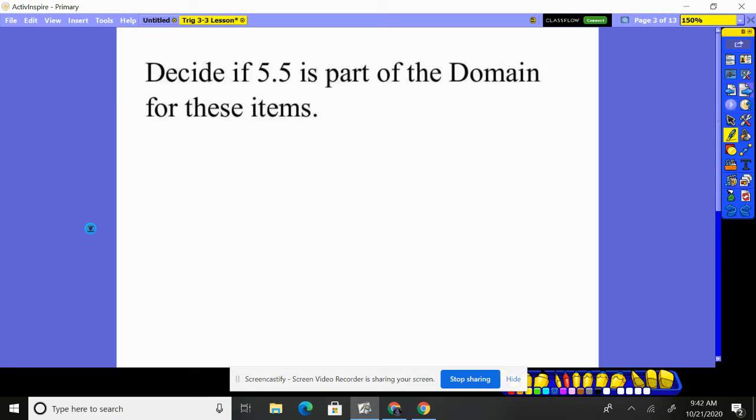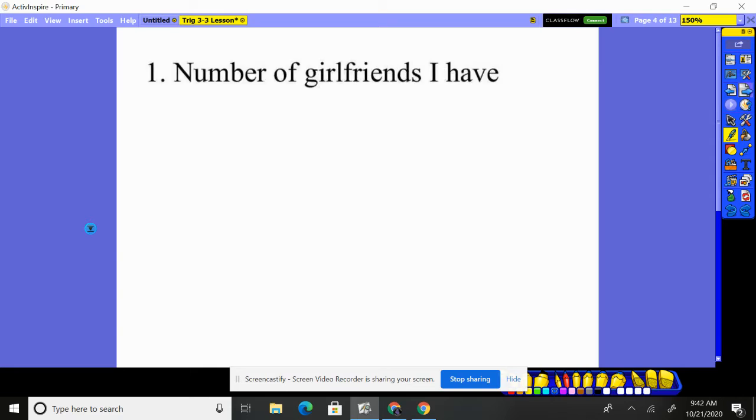So let's decide if 5.5 is part of the domain for these items. Could 5.5 be a domain for the number of girlfriends I have? First of all, we know I have no girlfriends other than my lovely wife. But yeah, you can't have 5.5 girlfriends. That doesn't make sense. So the domain there, no, 5.5 couldn't be the domain for that. What about the number of pieces of pizza I ate last night? Yes, 5.5 slices. I ate 5 and then I ate a half a slice. Yes, that could be the domain.